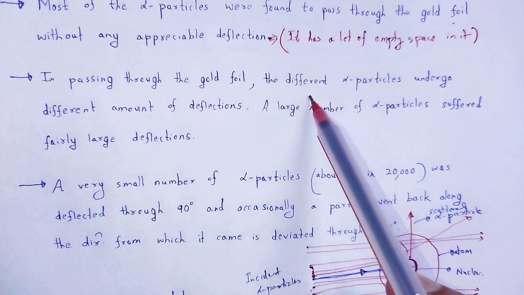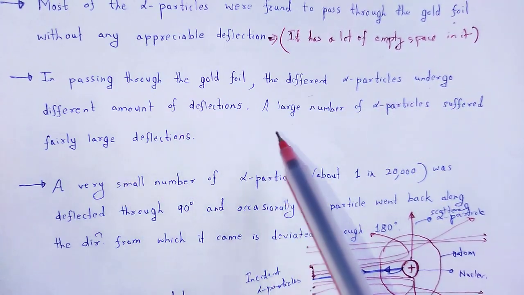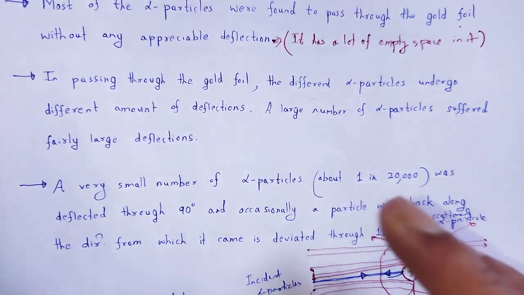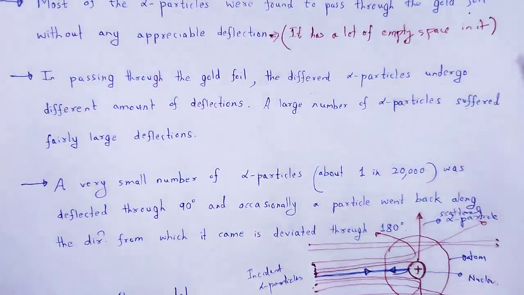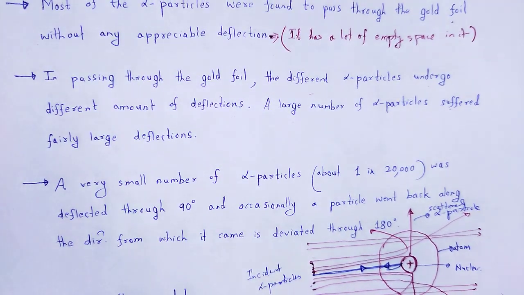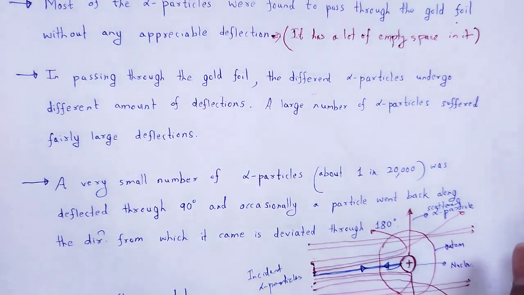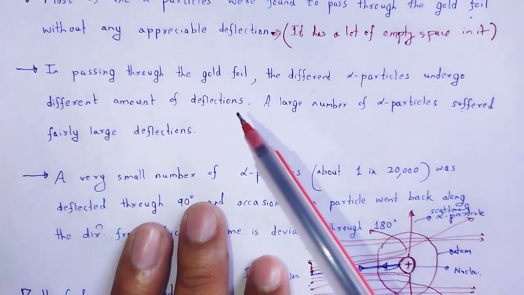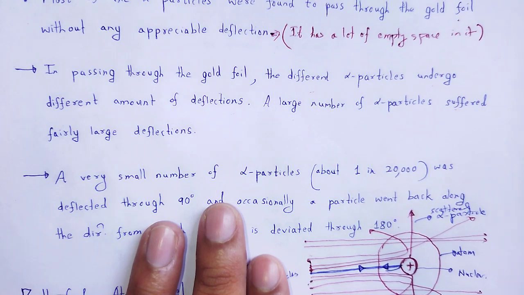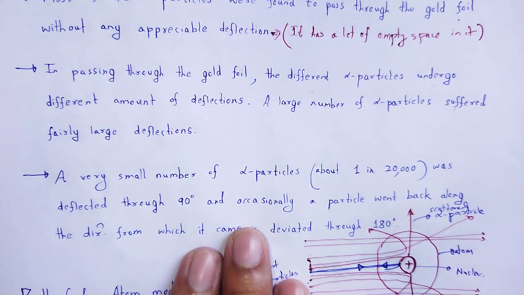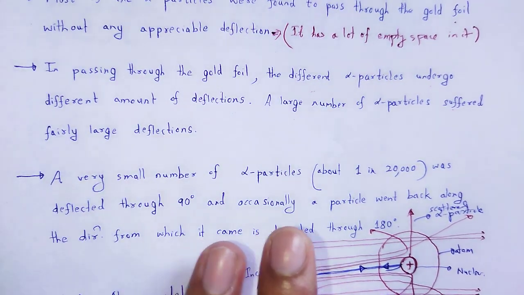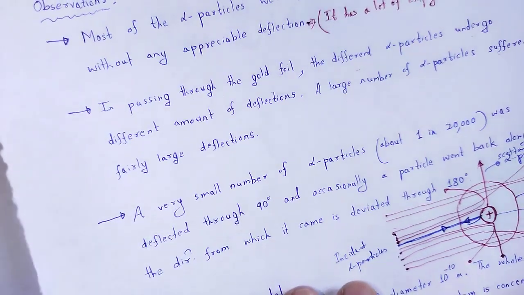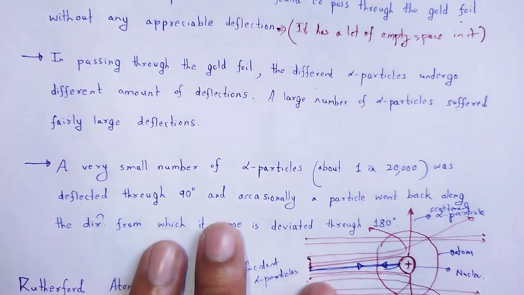In passing through the gold foil, the different alpha particles undergo different amounts of deflection. A large number of alpha particles suffered fairly large deflections. So, an alpha particle is positively charged and it is deflected, meaning positive charges repel each other. He concluded that since the fast and heavy alpha particles could be deflected even through 180 degrees, the whole of the positive charge and nearly the entire mass of the atom is confined in an extremely small center core. So, it is named the nucleus.